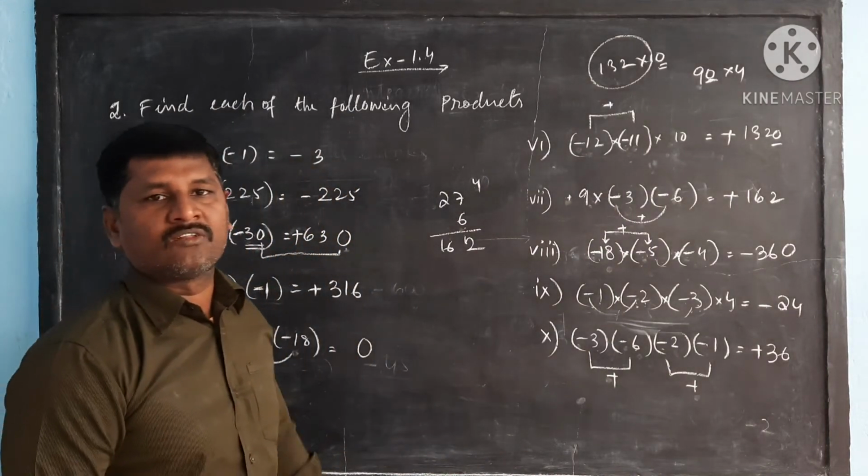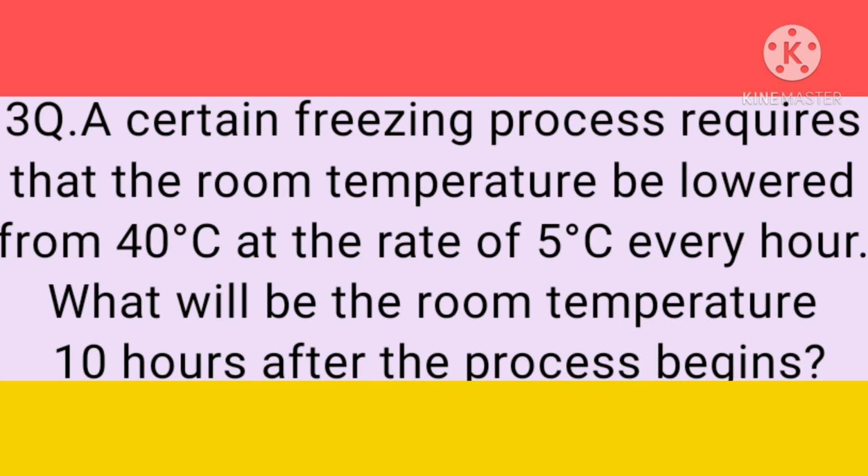Now let us get into the third bit. In the third bit, it is given that a certain freezing process requires that the room temperature be lowered from 40 degrees Celsius at the rate of 5 degrees Celsius every hour. What will be the room temperature after 10 hours after the process begins?